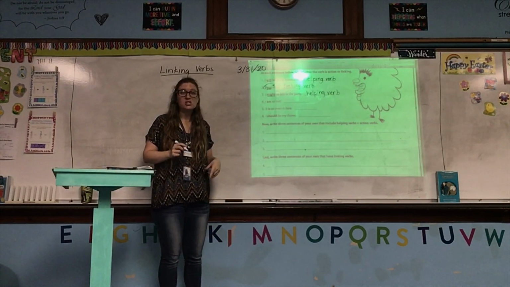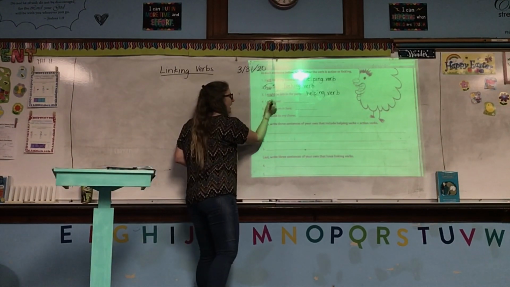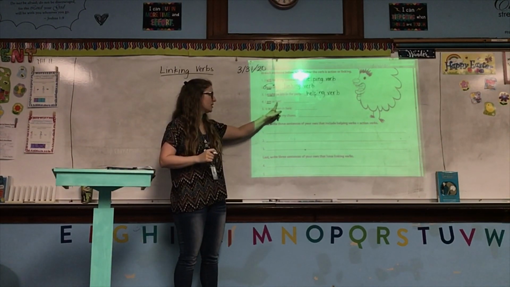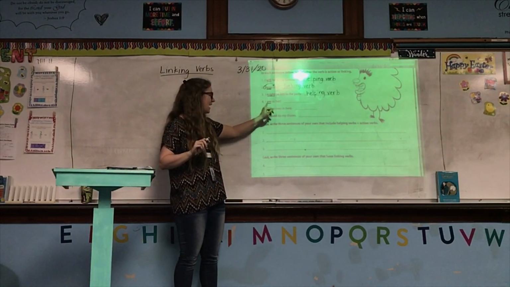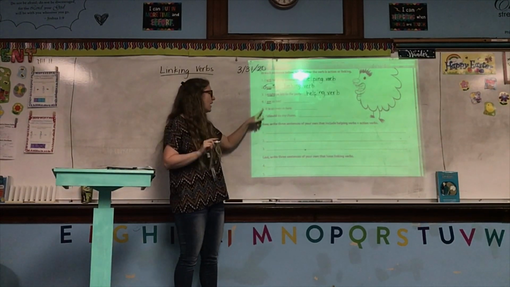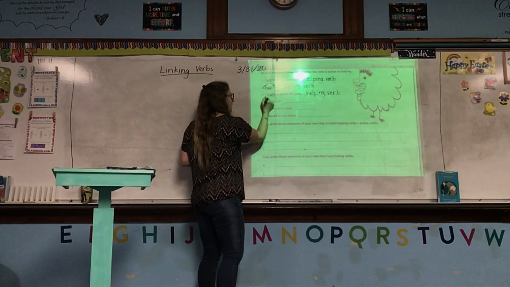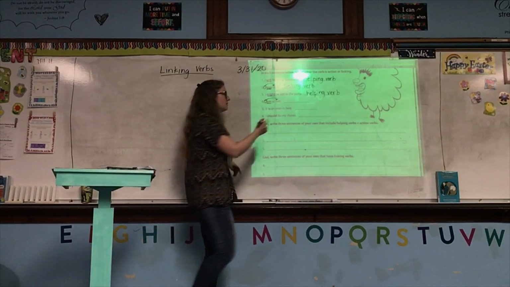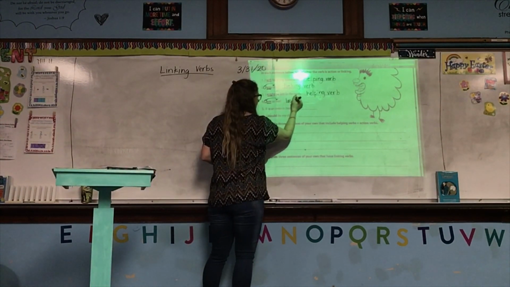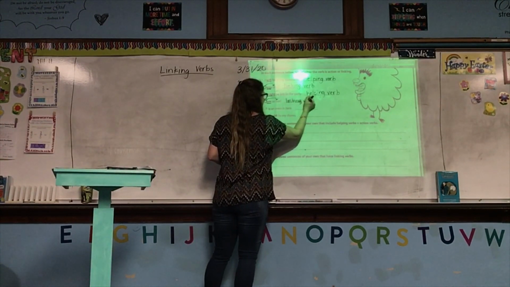Number four, I am so hot. Well, we have am, and if we look afterwards, we see so hot, which is an adjective. You can't say I so hot, so that means am is linking I to the adjective hot, so it is a linking verb.